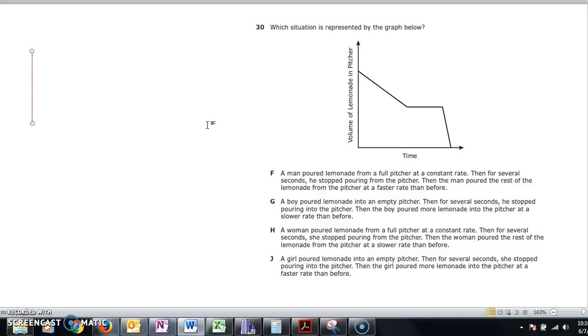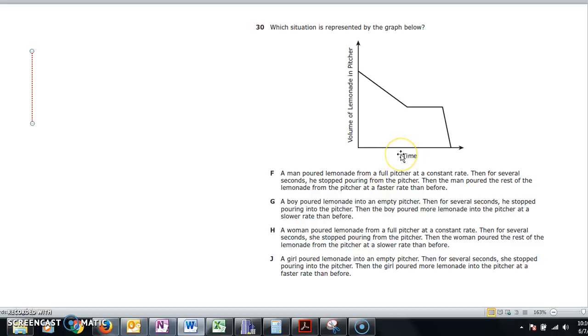Number 30. Which situation is represented by the graph below? Alright, so they're giving us a graph. They want us to analyze this graph and match it to one of these stories. One of these stories matches this graph. Before we start confusing ourselves with the graph or with the situations, let's first figure out what's happening with this graph ourselves and make our own story.